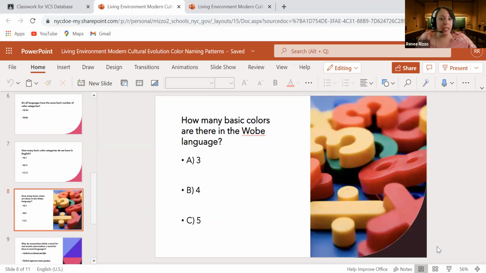The next question. How many basic colors are there in the Wobe language? A 3, B 4, or C 5? The correct answer here being A, 3.